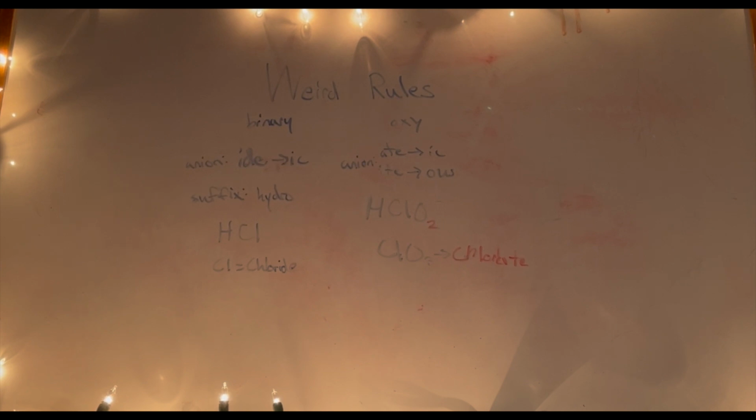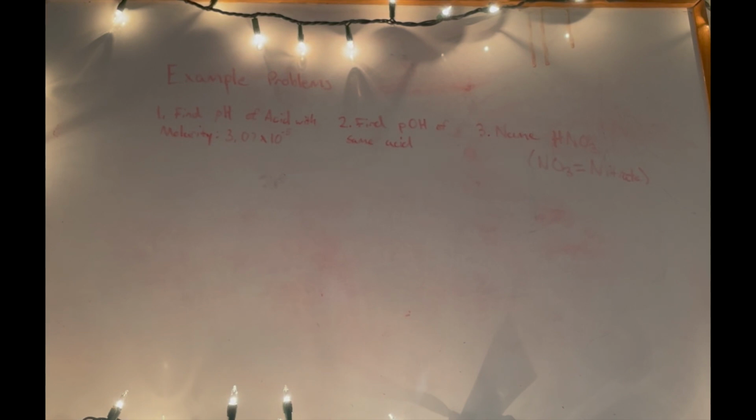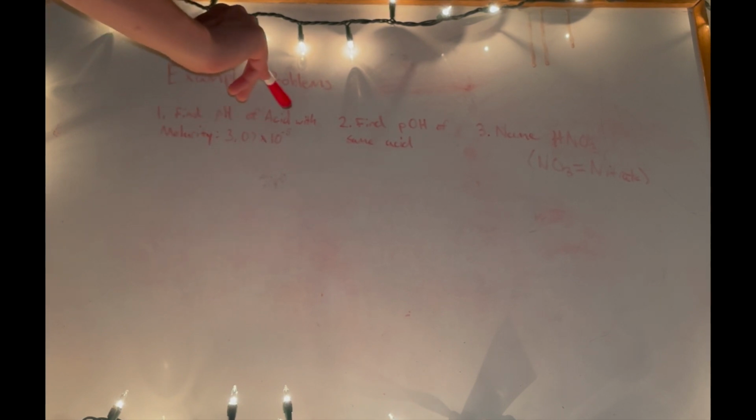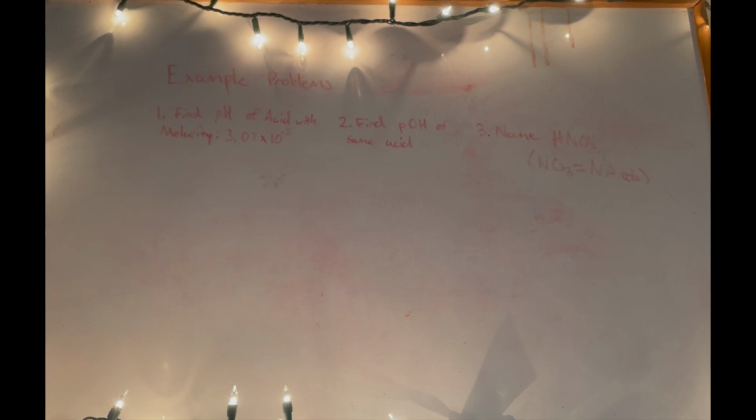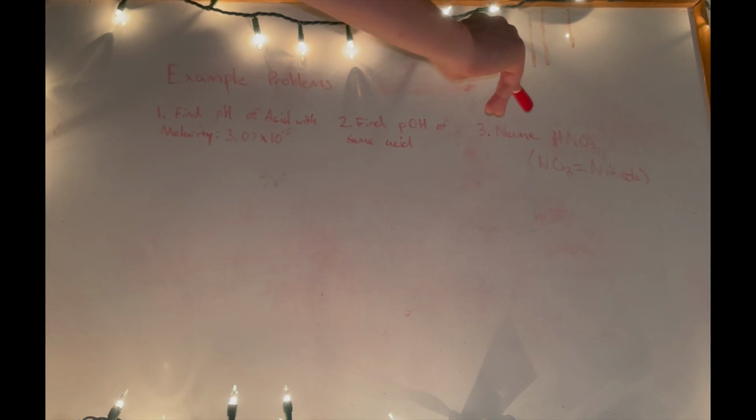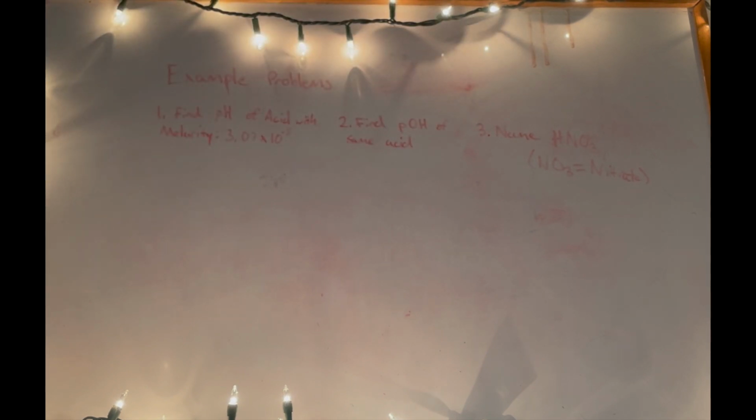chlorous acid. So for these three example problems, we have: find the pH of an acid with molarity 3.07 times 10 to the negative 5th. And then going off our answer for that, we're going to find the pOH of that acid. And then finally, it might be hard to see, but that says name HNO3, with NO3 being nitrate.